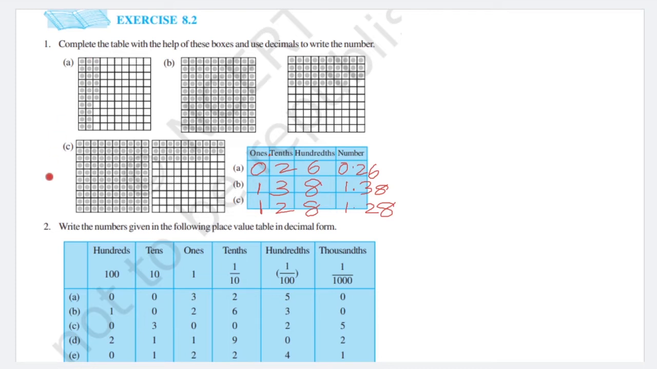Coming to the next problem. Write the numbers given in the following place value table in decimal form. This is very easy. You just have to place the decimal point after the units place. That is the main important thing here. So the first one is 0, 0, 0, 3, and in tens you have 2. So the point will be here. So the answer will be 3.250. Next one.